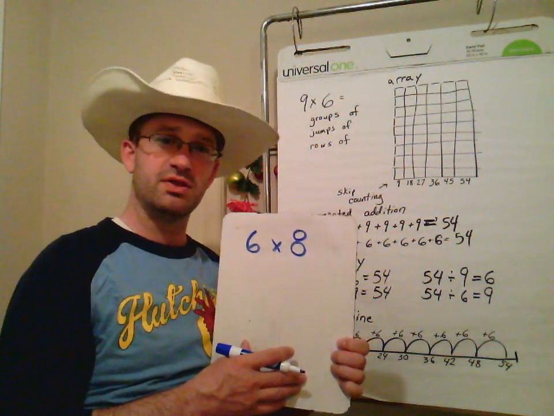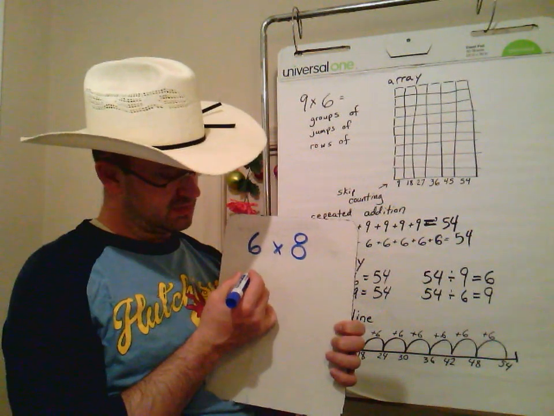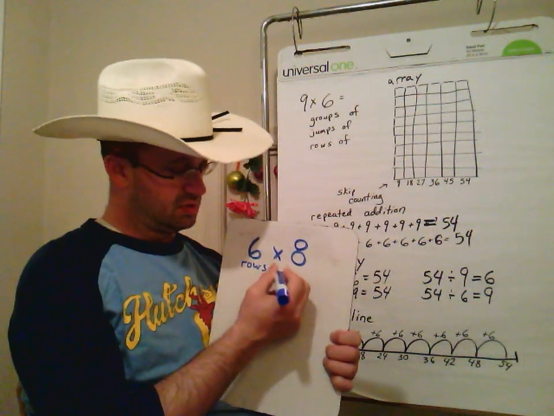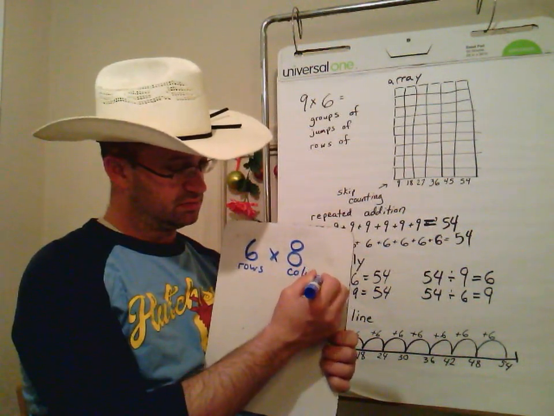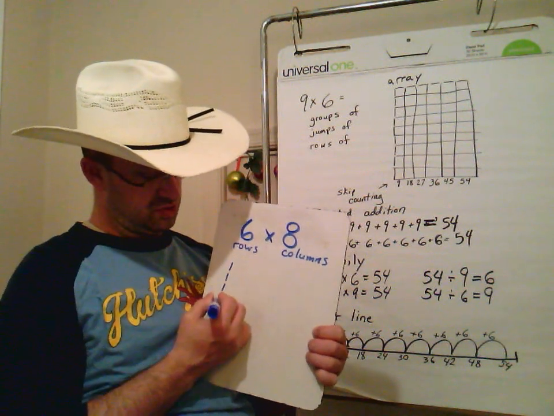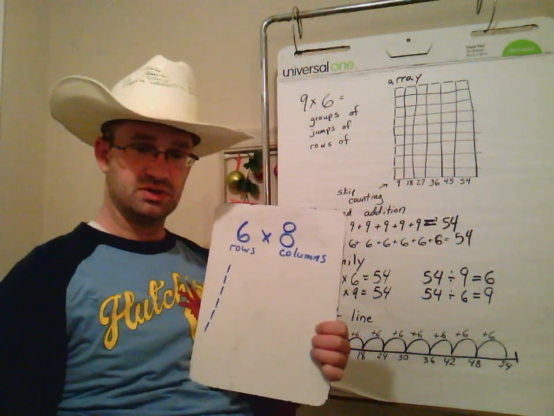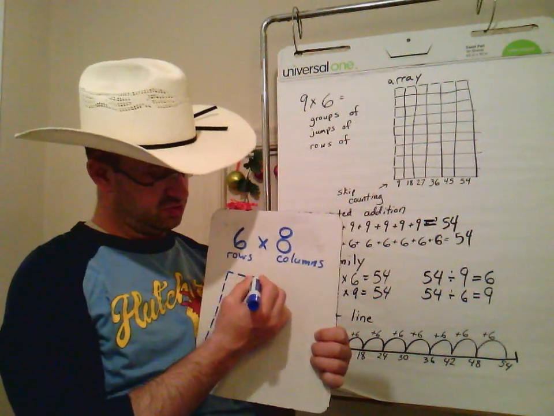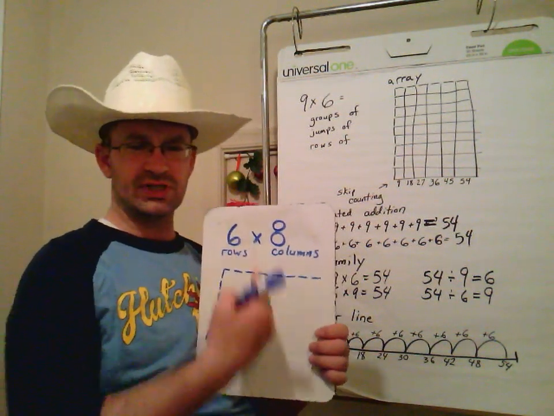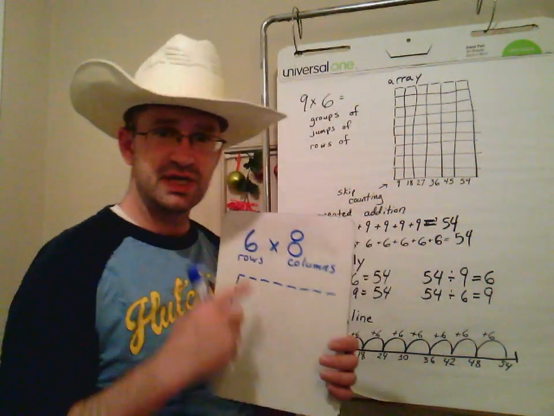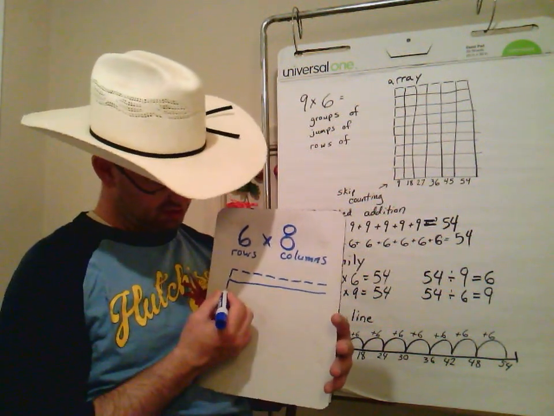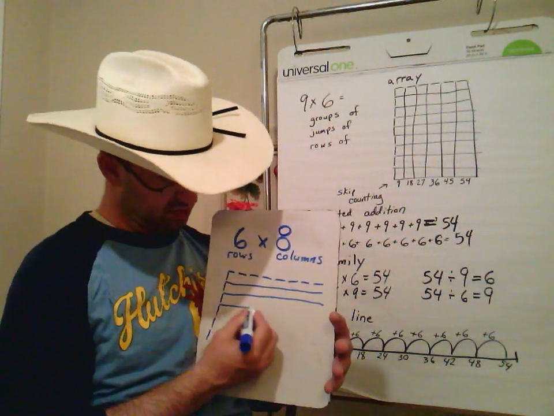We're going to start off with the array. So we're going to go 6 rows by 8 columns. 1, 2, 3, 4, 5, 6 rows. And 1, 2, 3, 4, 5, 6, 7, 8 columns. Like I said, those are just lines, Mr. Shirley. Yes, they are. But if you take these and you fill in the gaps, then you get the correct answer. Look at the gaps between the two lines.